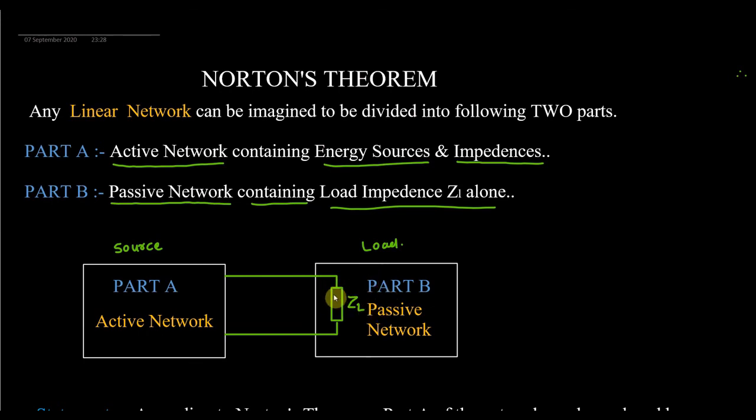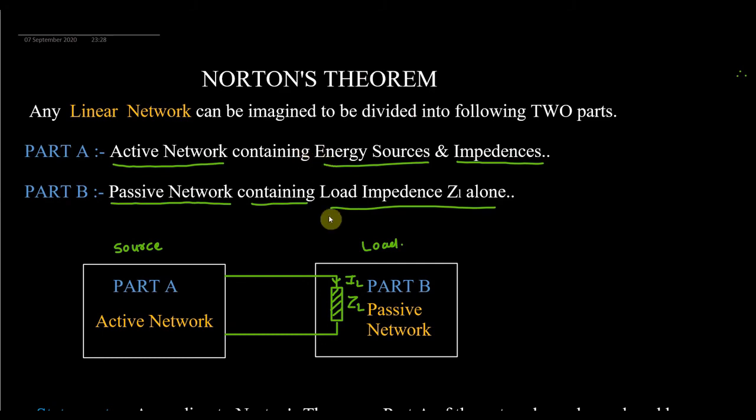I have made the symbol of this. This is the symbol of impedance, a simple box. So any electrical network consists of these parts: part A is an active network and part B is a passive network. Now the circuit is very complicated, and if our aim is to find the current through the load, IL, the load current, that is the current flowing through that load, it can be found with the help of Norton's theorem.